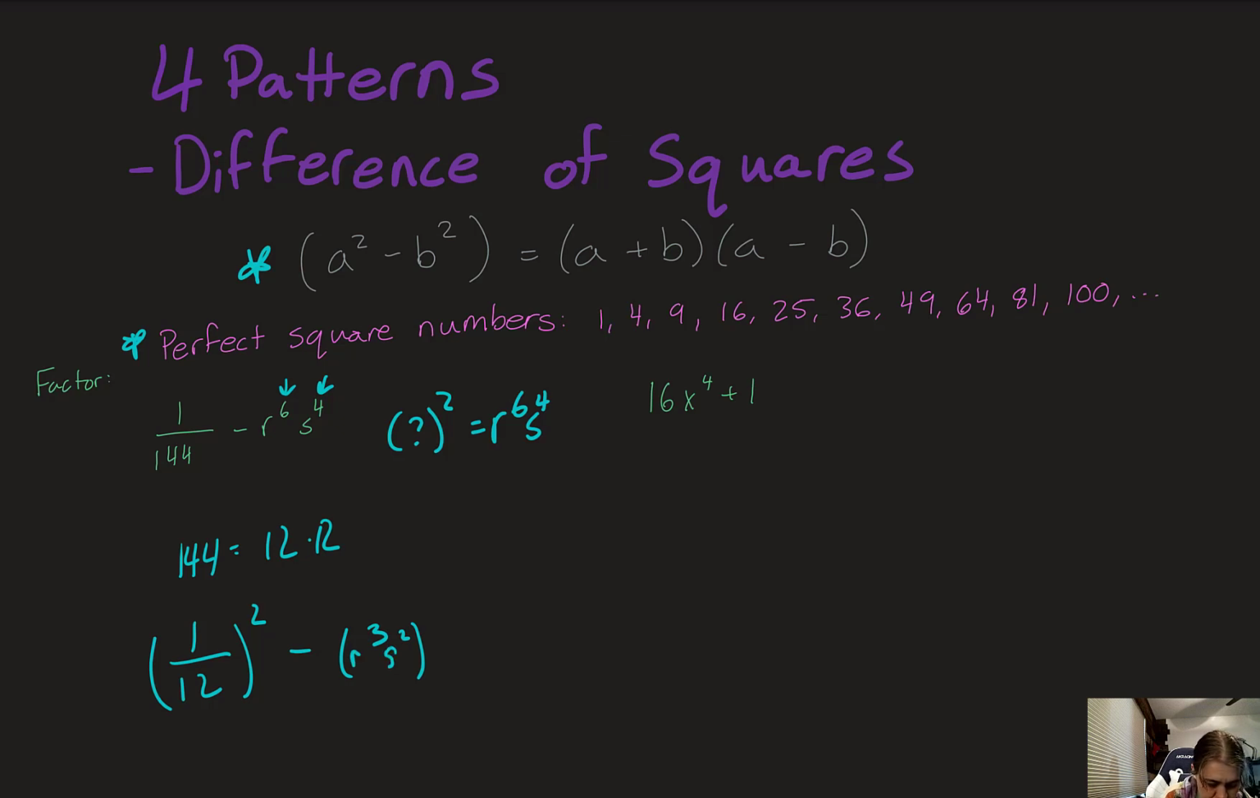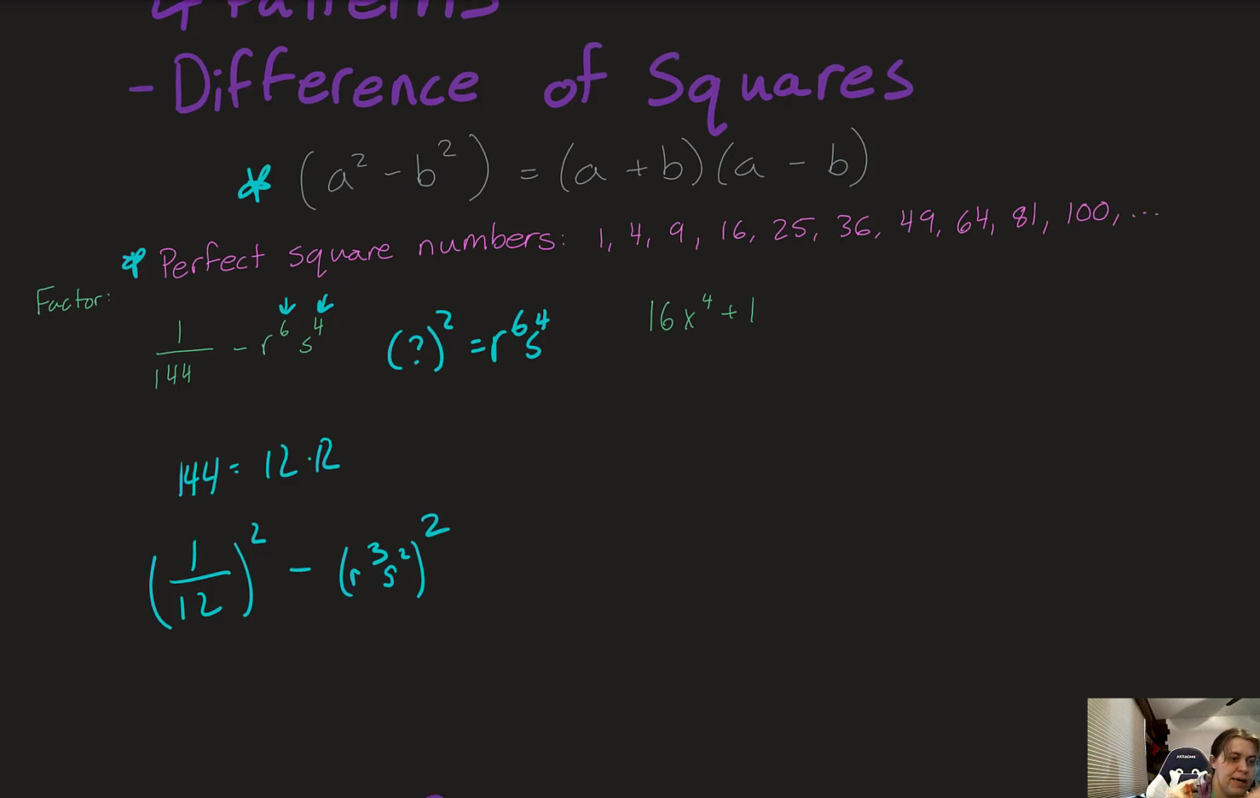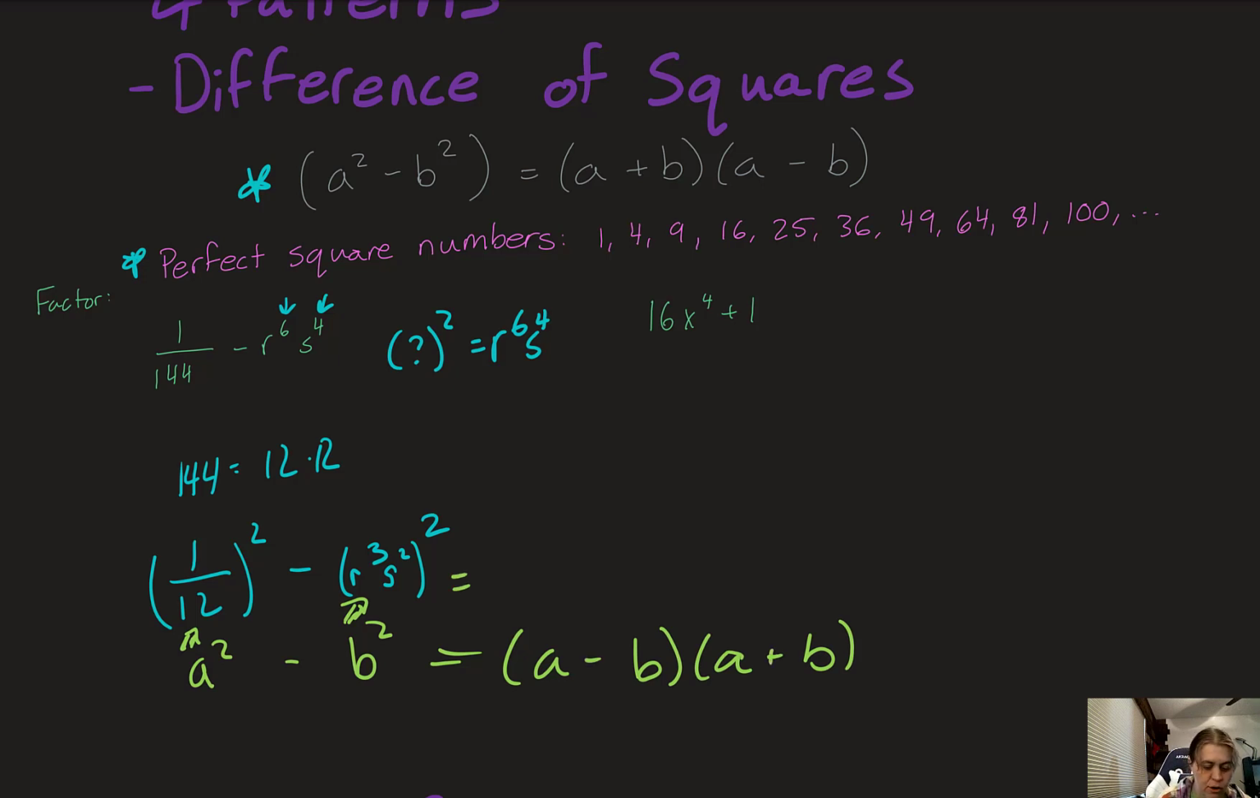R and s, whatever. Anyway, so here's my a squared minus b squared, where this is my a and this is my b. Okay, so that's going to be a, b, and one is a plus and one is a minus. It doesn't matter what order you go in because it's all getting multiplied out. So that's going to be 1 over 12 r cubed s squared, 1 over 12 r cubed s squared, one's a minus, one's a plus.